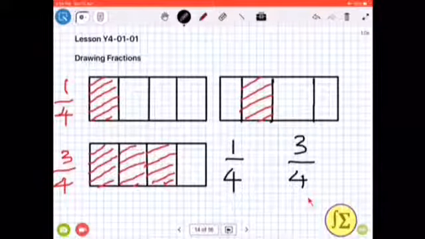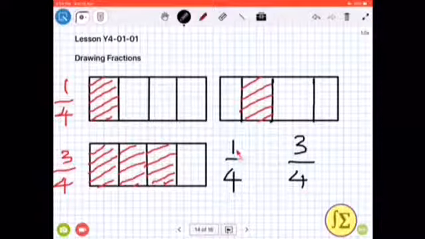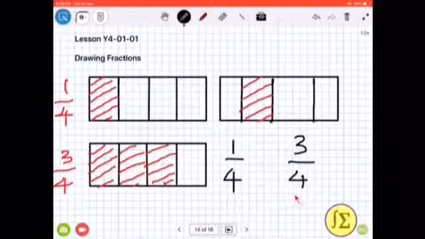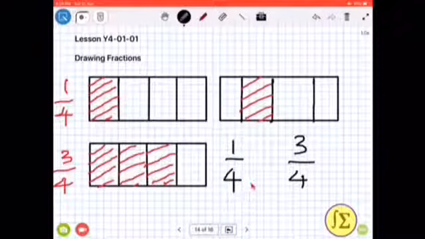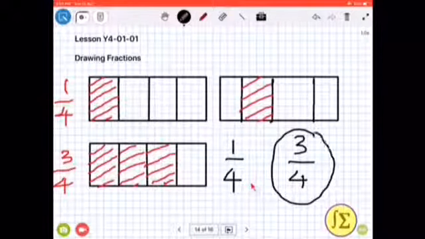So for this rule, if the denominator is the same, all you have to do is look at the numerator. Whichever fraction has got the larger numerator value is the larger fraction. In this case, the denominator is the same, 4 for each, and the numerator here is 3 compared to 1, right? So 3 over 4 is larger than 1 over 4.